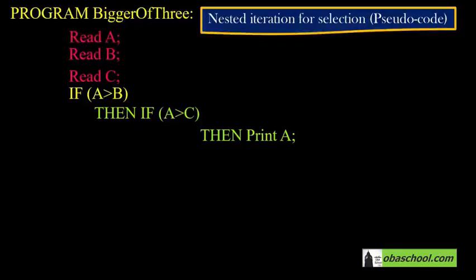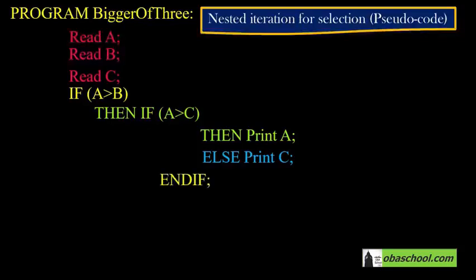So if A is greater than B, it will go to the first if condition. And if A is greater than C, it will go to the second if condition and apply it. Then print A on screen. Now let's continue. Else print C. How do we get this? First, it will check if A is greater than B. If it is, then it will go to the second if A is greater than C. If A is not greater than C, else print C. That means A is greater than B, but it's not greater than C. C is greater than A, so it will print C.